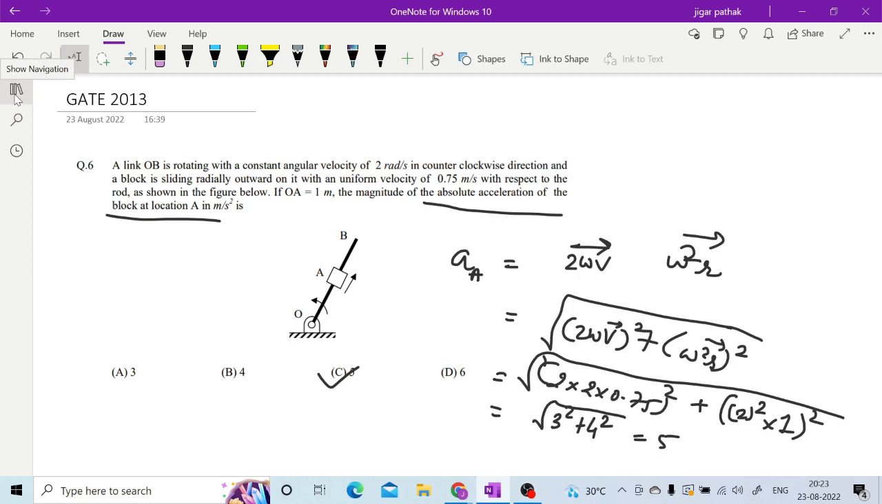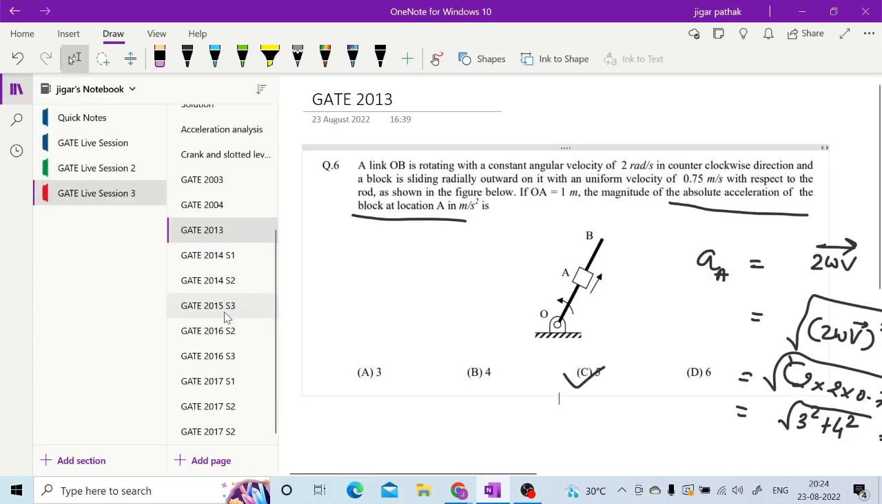Sir, how can it be 3 square? As it is given, omega is given as 2 and this velocity is given as 0.75. So 4 into 0.75 is 3. Okay, so let us move to this one now.